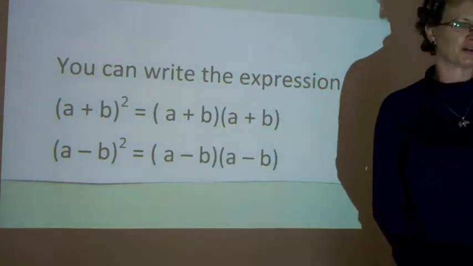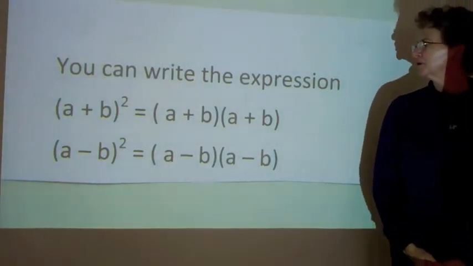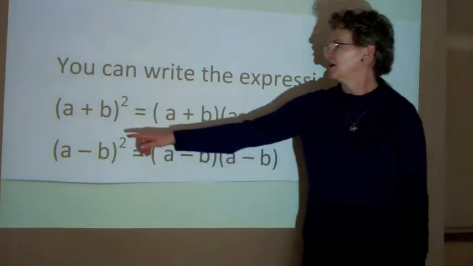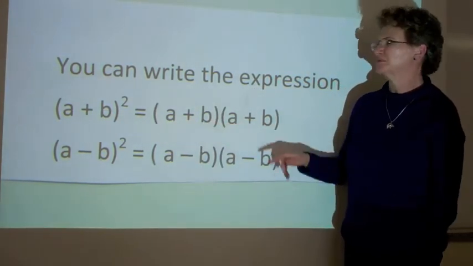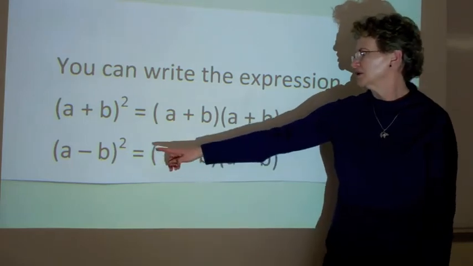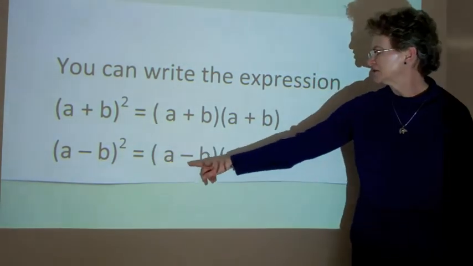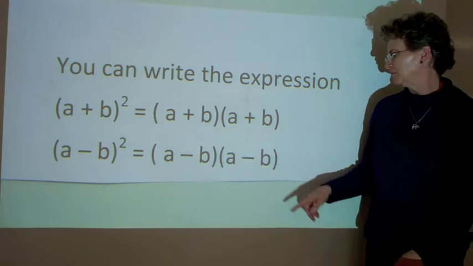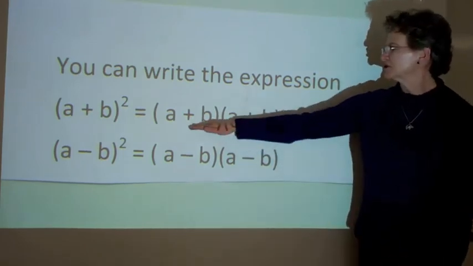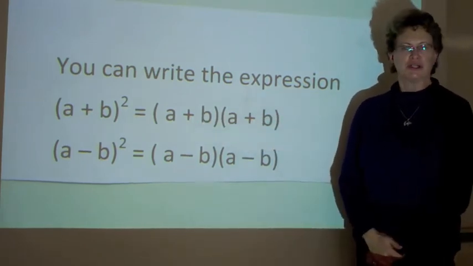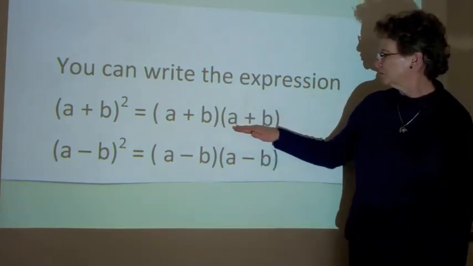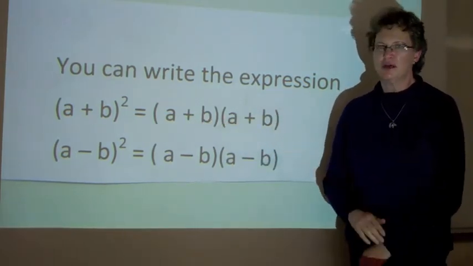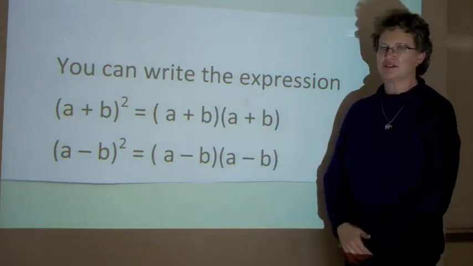Today we are going to find the square of a binomial. You can write the expression a plus b squared as a plus b times a plus b, and you can write a minus b squared as a minus b times a minus b. So we need to square these two binomials. We could use our horizontal method or the FOIL method to multiply these two binomials, but when you do that, you will see that there is a pattern.